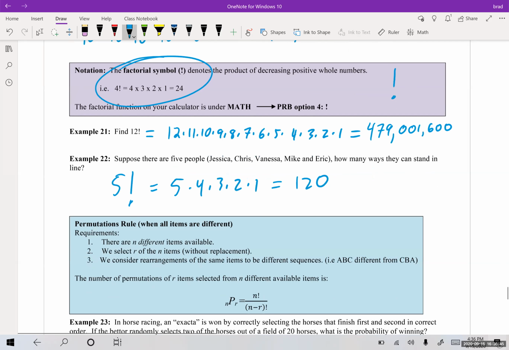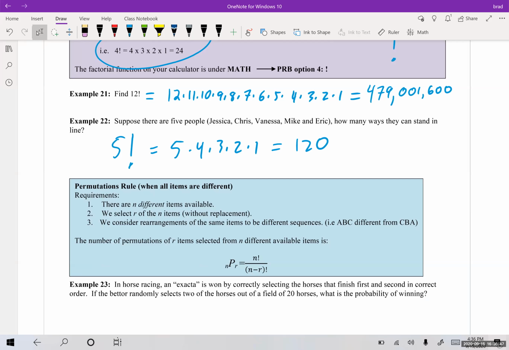So not just statistics, but finding outcomes or sample size or number of different ways something can be arranged. Okay, so here's the permutation rule. When all items are different, there are n different items available. We select r of the n items, and then we consider rearrangement of the same items to be different. So ABC is different from CBA. Even though they're both using the same letters, it's 2 different things, okay? So those count twice instead of just once. So for permutations, put this in your notes, order matters.